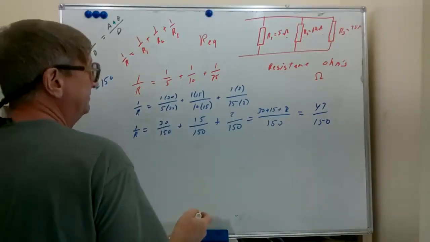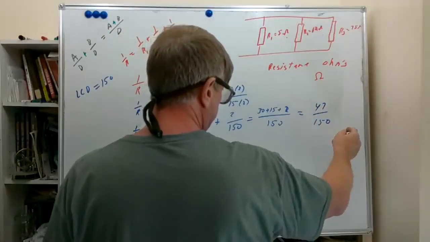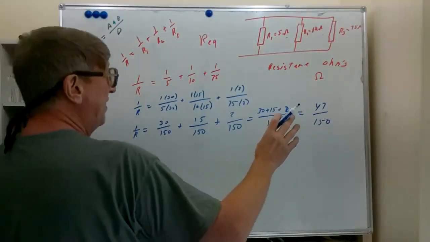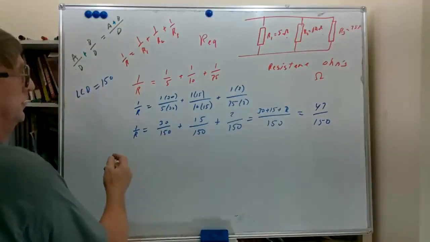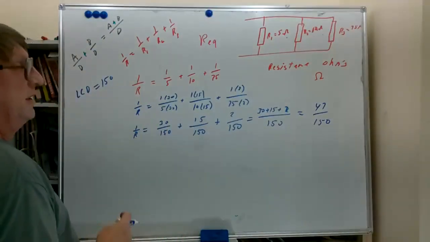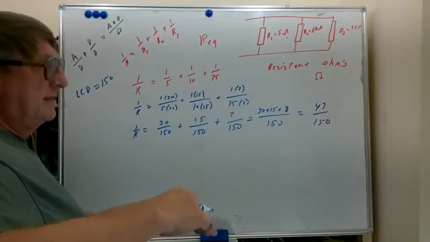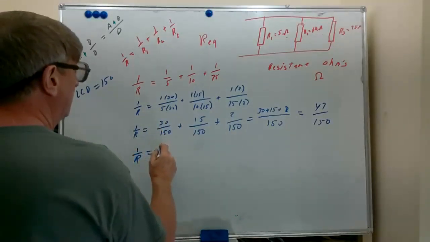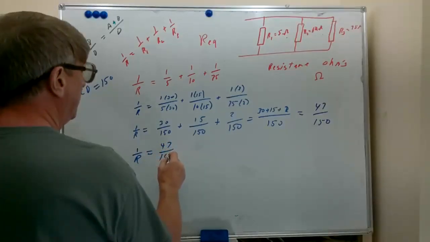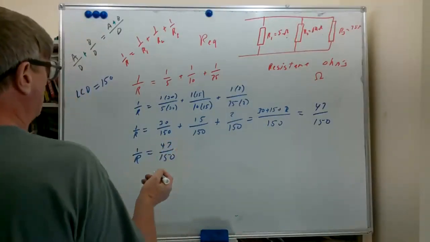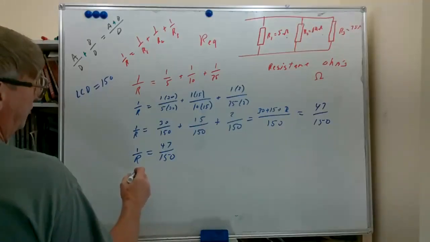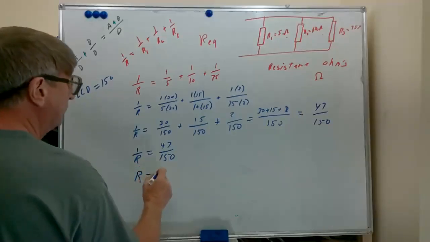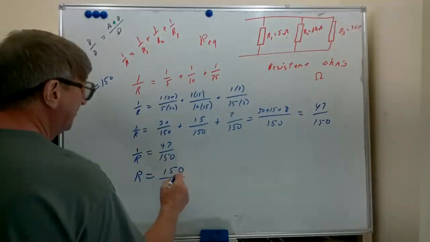So we have found what 1 over R equals. We have found the value of the reciprocal of the equivalent resistance. If we want R, and we have 1 over R is equal to 47 over 150, we're going to take the reciprocal of both sides, which is just inverting the fraction. So that says that R equals 150 over 47.